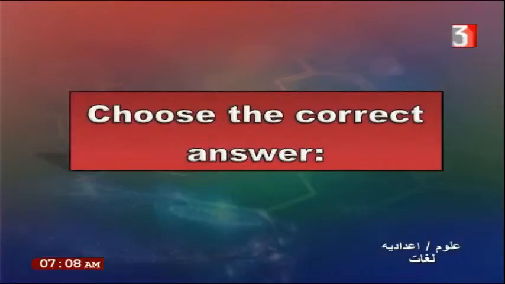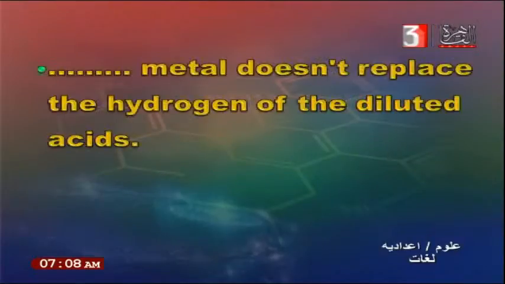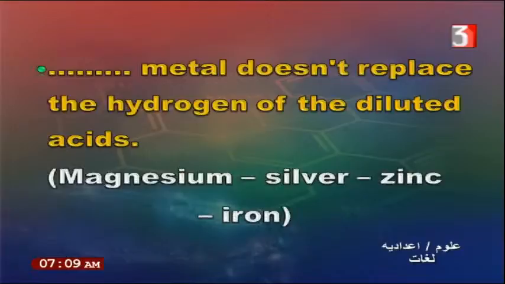Another question in our general revision: choose the correct answer. Which metal doesn't replace the hydrogen of diluted acids: magnesium, silver, zinc, or iron? We will search for the weak metal. The correct answer is silver, because silver is weaker than hydrogen.